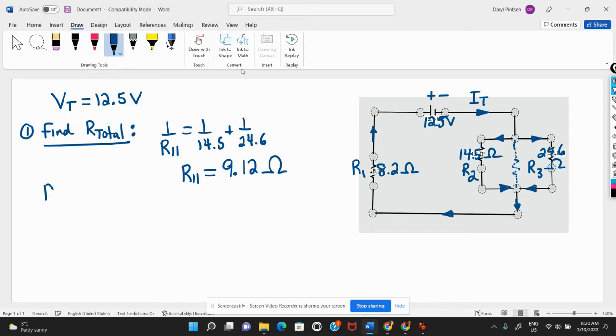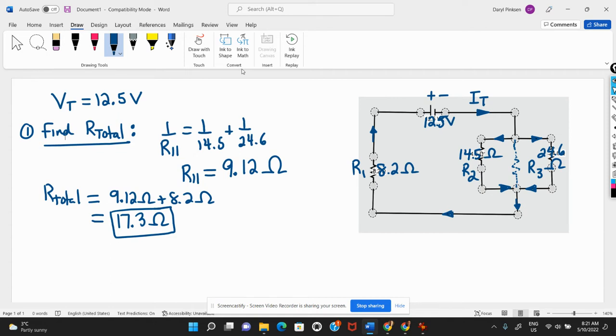And that means that for the R total, now it's like I have a 9.12 here, and I'm going to combine that with the 8.2. So it's going to be 9.12 ohms plus 8.2 ohms, which is 17.3. 17.3 ohms is the total.